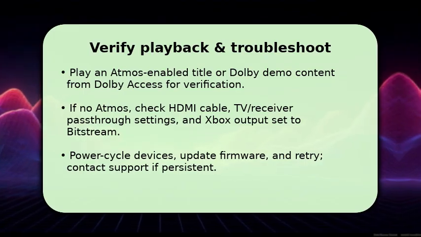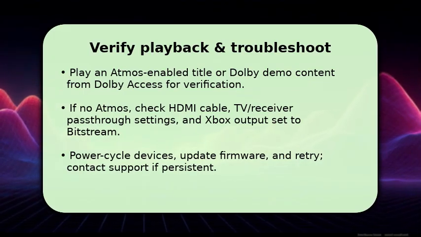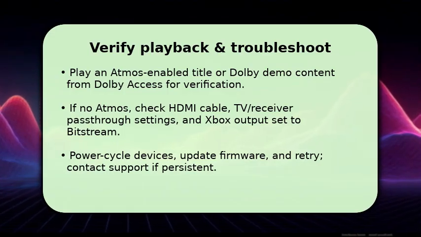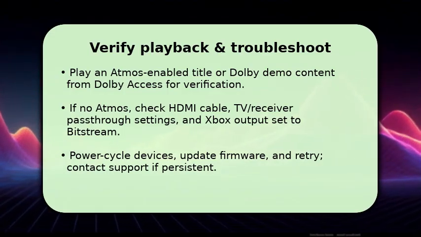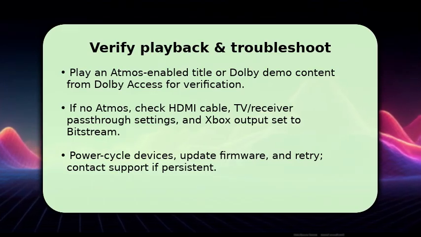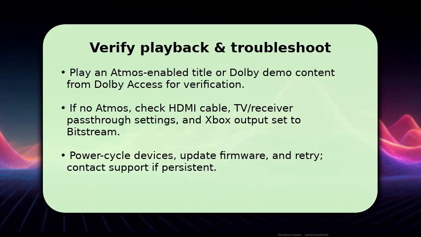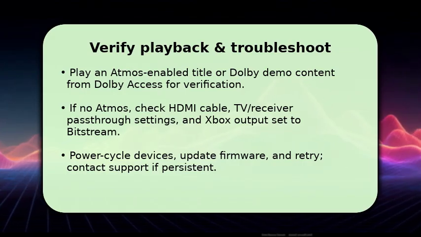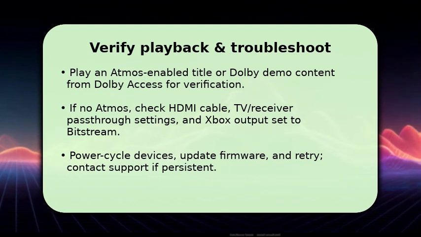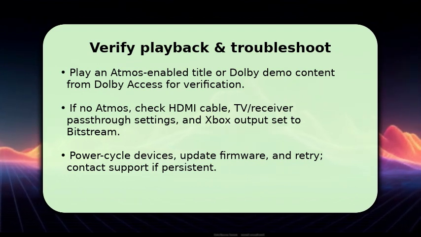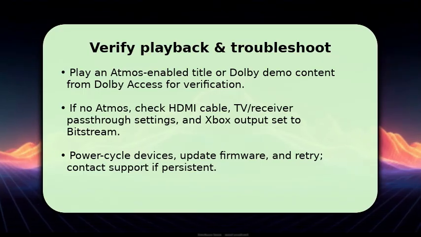If you don't hear Atmos, make sure the TV or receiver accepts Dolby Atmos pass-through on the HDMI port and that the Xbox's HDMI audio is still set to bitstream out. Once done, power cycle the console and receiver, confirm firmware updates, and rerun Dolby Access calibration. If problems persist, try another HDMI cable or port before contacting support for device-specific issues.